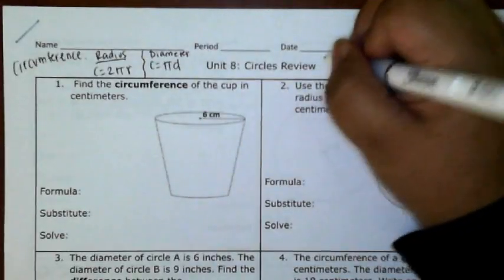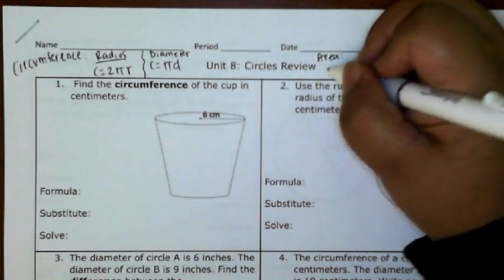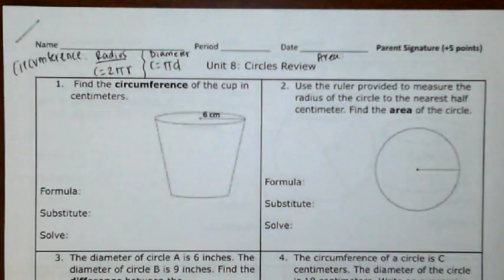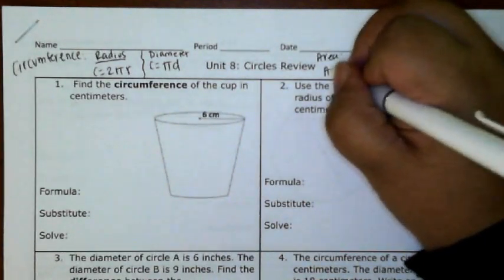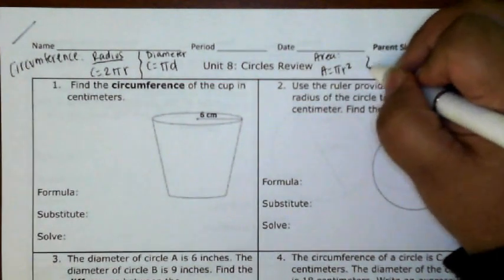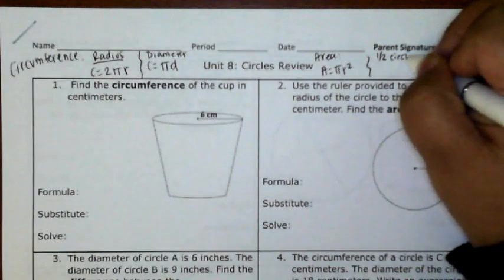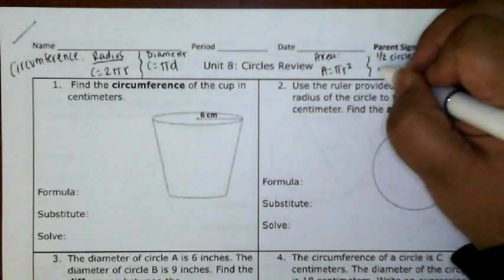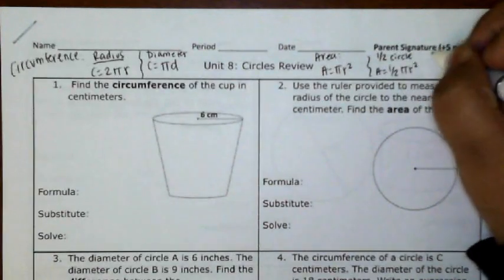Now, when we're talking about area, the formula to find the area of a full circle is going to be a equals pi r squared. But let's say you have a half circle, or a semicircle, that would be a equals 1/2 pi r squared.